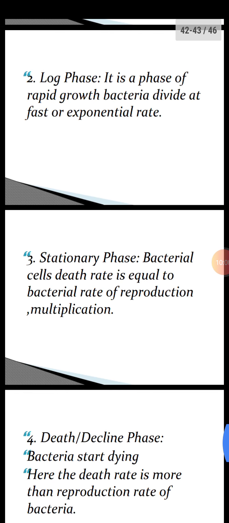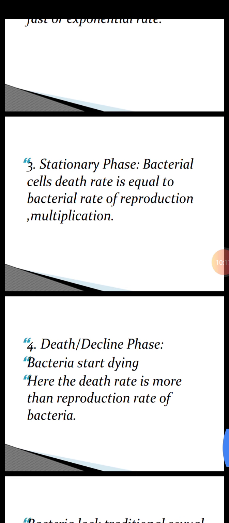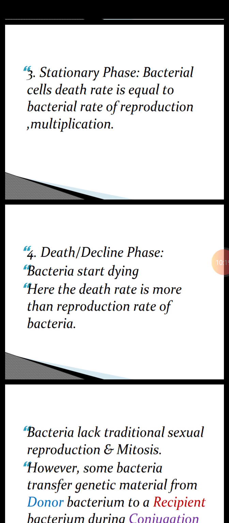Third is stationary phase. Bacterial cell death rate is just equal to the bacterial rate of growth, reproduction, and multiplication. And the fourth one is death or decline phase. Bacteria start dying. Here the death rate of bacteria is more than the multiplication or reproduction rate of bacteria.